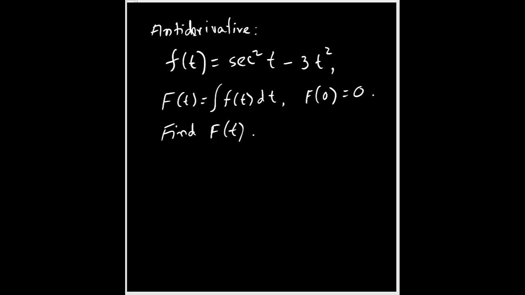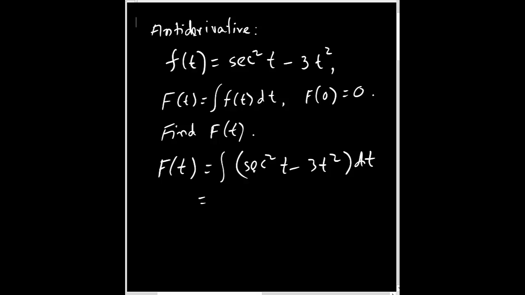Now we see another antiderivative. This type of antiderivative we call particular, because we'll write a C and then we'll figure out what C is. So first you see f(t) is the integral of this one. So then we start like this: f(t) equals the integral of secant squared t minus 3t squared dt.